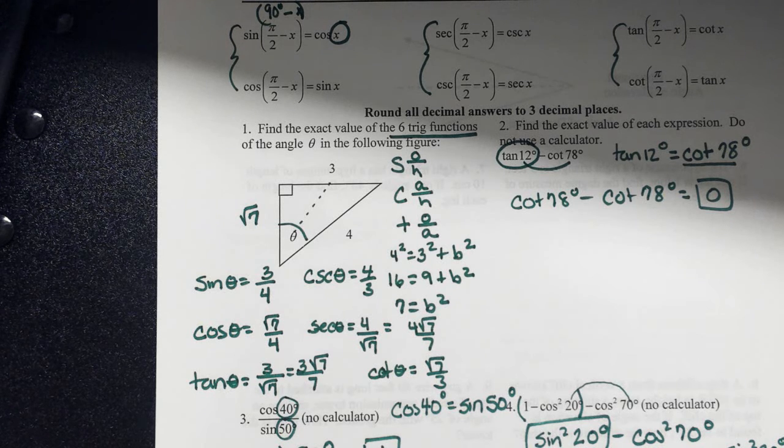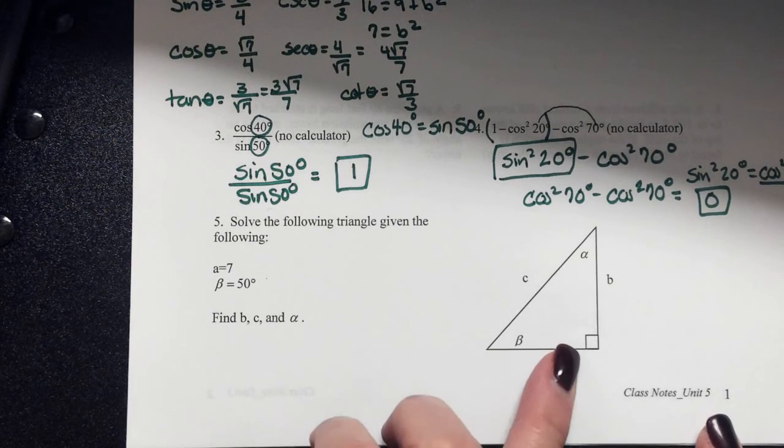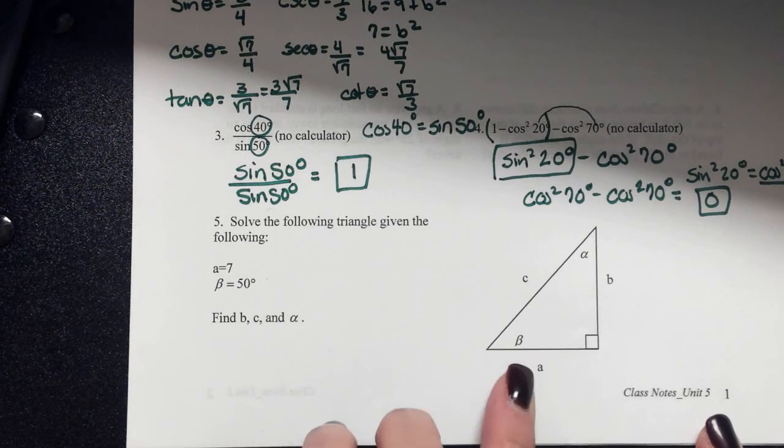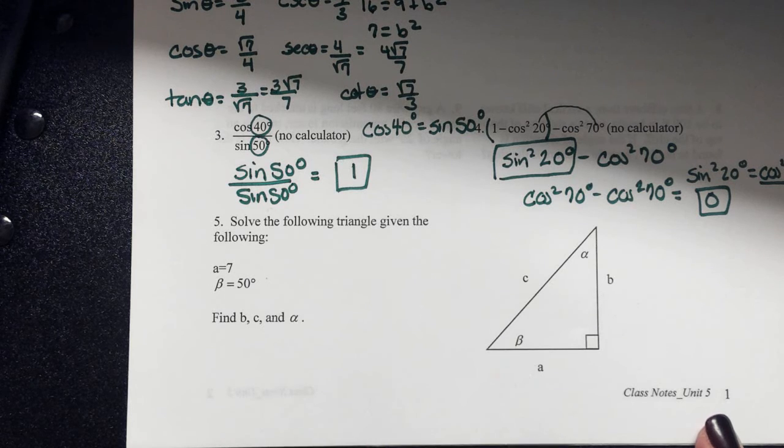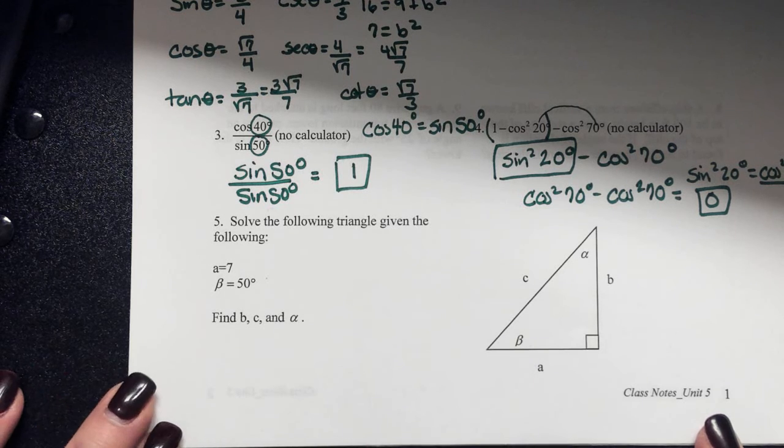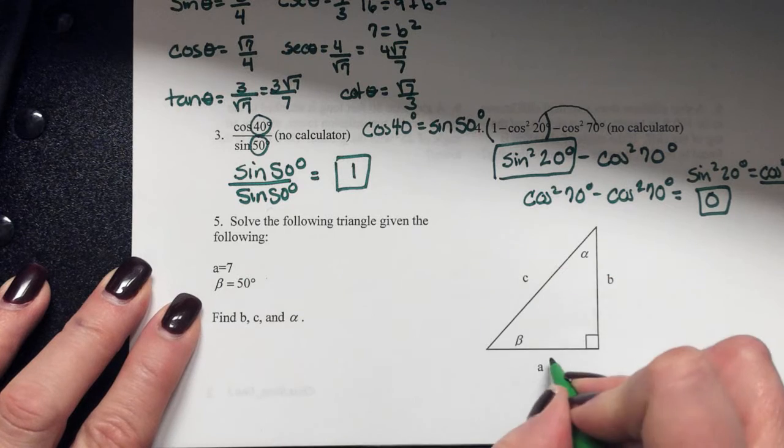So one application that we can use these trig ratios for is we can use these trig ratios to help us solve for sides and or missing angles of a triangle. So let's take a look at this example down here. So here we have a right triangle, and we've got the angles and we've got the sides labeled as A, B, and C. So they're telling me that side A is 7.